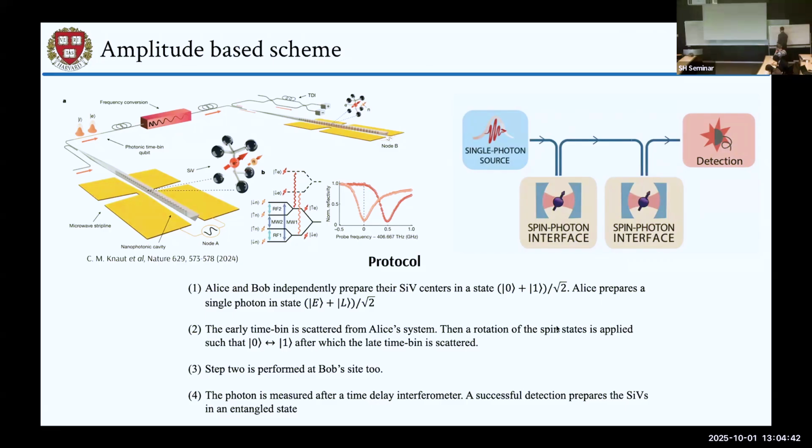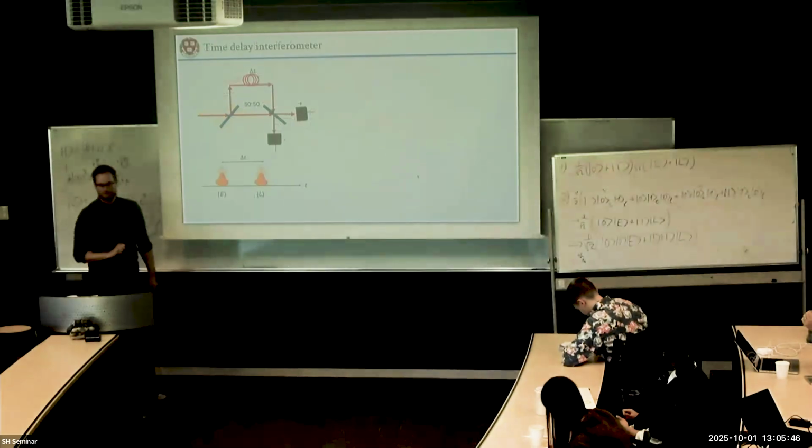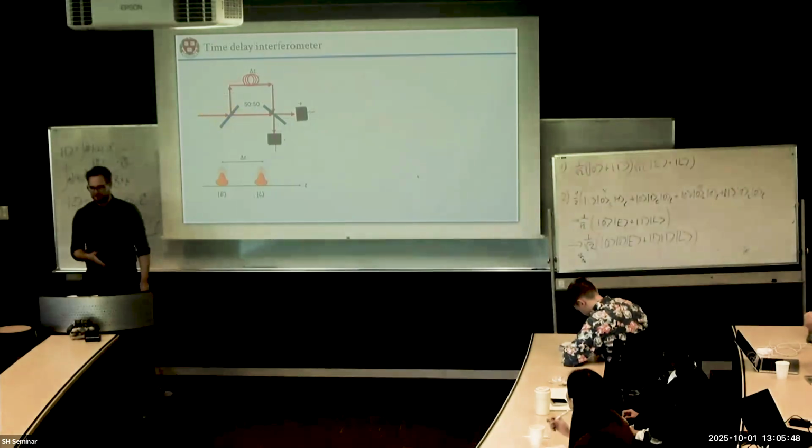So that's the downside of the amplitude-based scheme. It's not deterministic. But in this way, I can generate entanglement. But now actually, it's not a Bell state. It's more like a GHZ state, right? Because there are 3 systems that are entangled, the photon and the spins. So now I need to do this measurement where I decouple the photons.